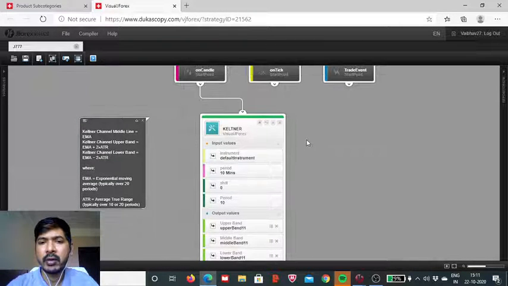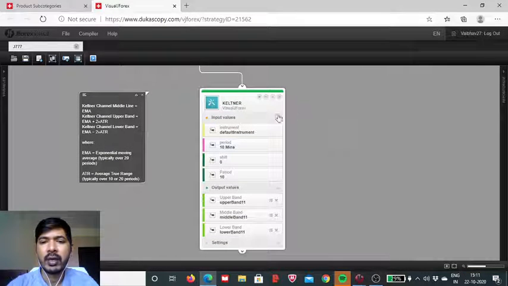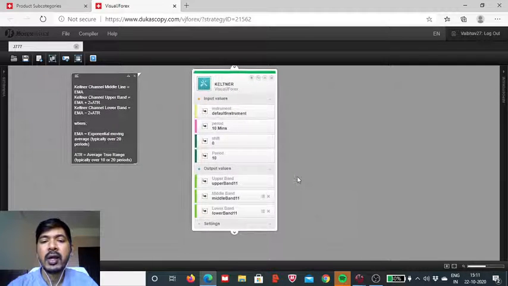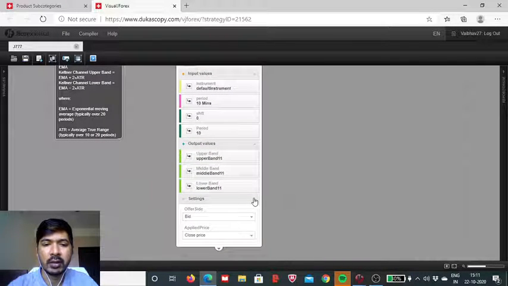Now coming to its individual parameters, we have to define these input parameters, and depending on these input parameters we will have these three output parameters: the upper band, the middle band, and the lower band. We also have to keep in mind two other factors: the settings, whether we want the calculation to be done on the bid side or on the ask side. That is also critical, and there will be a slight difference in output price depending on the side of the calculation.